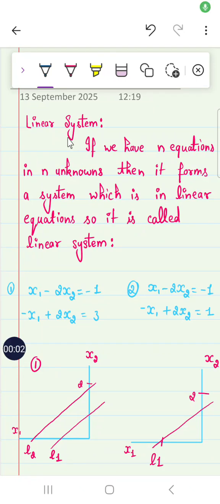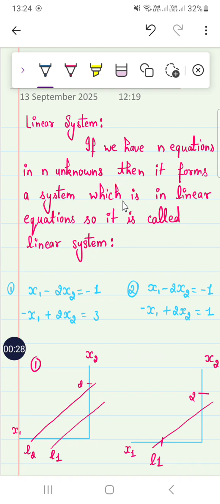Now, today we have discussed what is the linear system. It is the linear algebra chapter, linear system. The name of the linear system is given by linear equations and linear unknown systems. Okay, if we have n equations in n unknowns, then it forms a system.